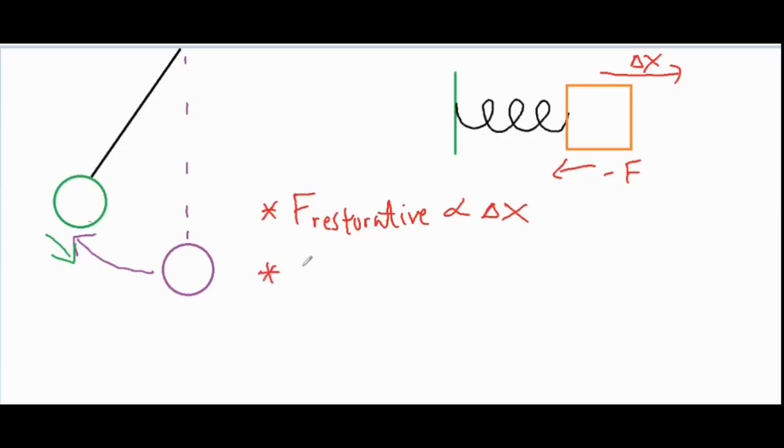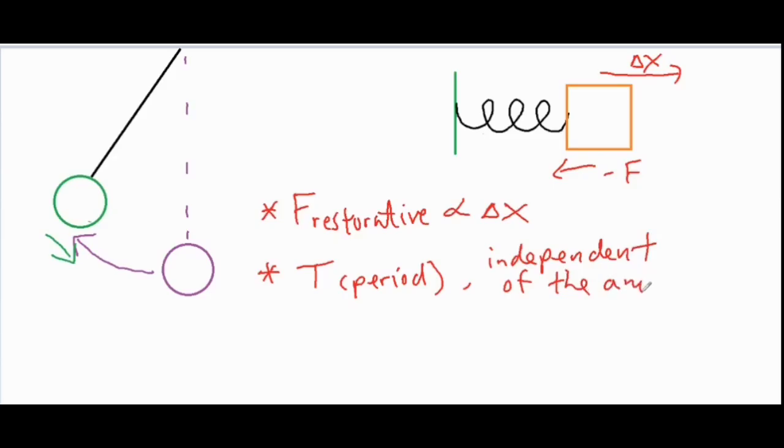Secondly, all of these things have a capital T, which is a period, the amount of time it takes the object to move back and forth. And with these periods, they are independent of the amplitude.